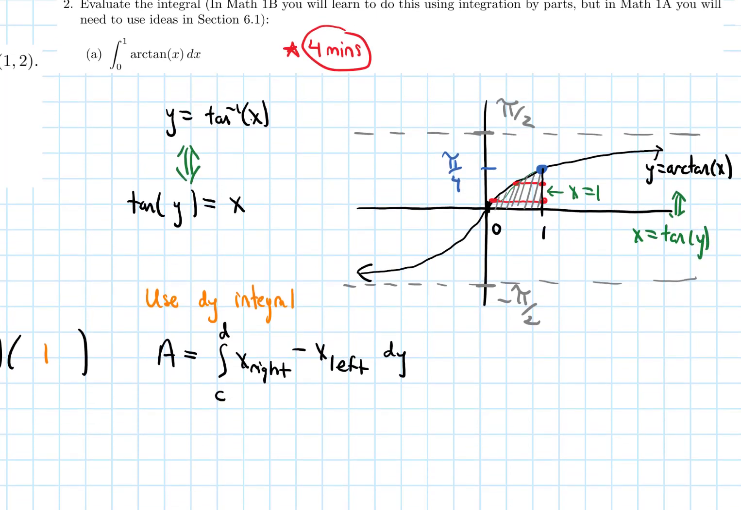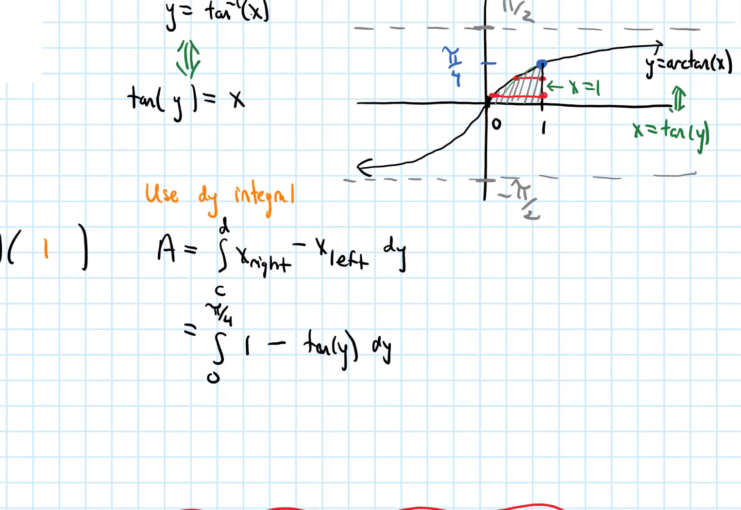So I get the integral. The smallest value of y here is 0. The biggest value of y is pi over 4. X sub right is just x equals 1. And then minus my x sub left, which is tangent of y. So I get the integral of 1 minus tangent of y dy.